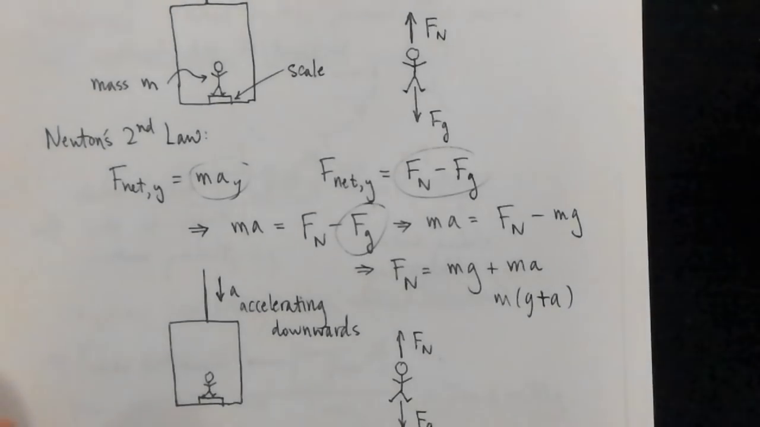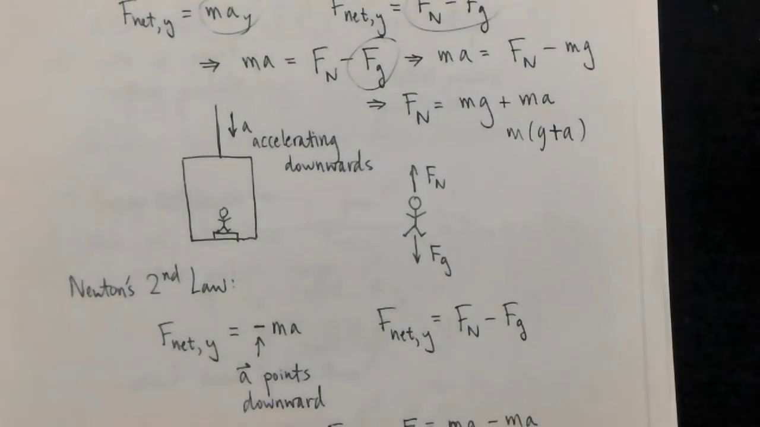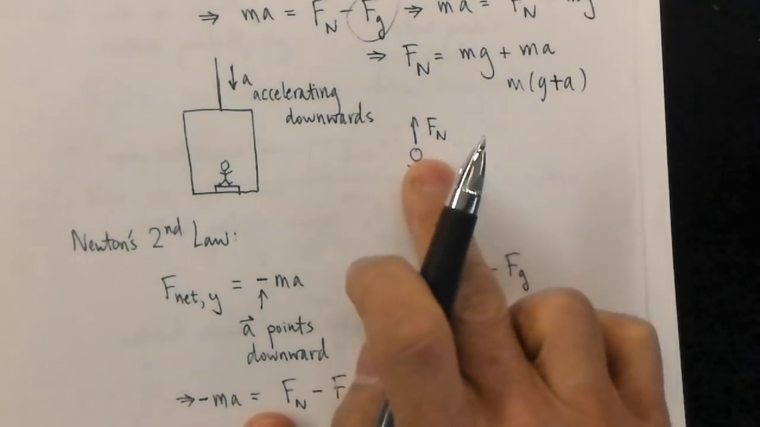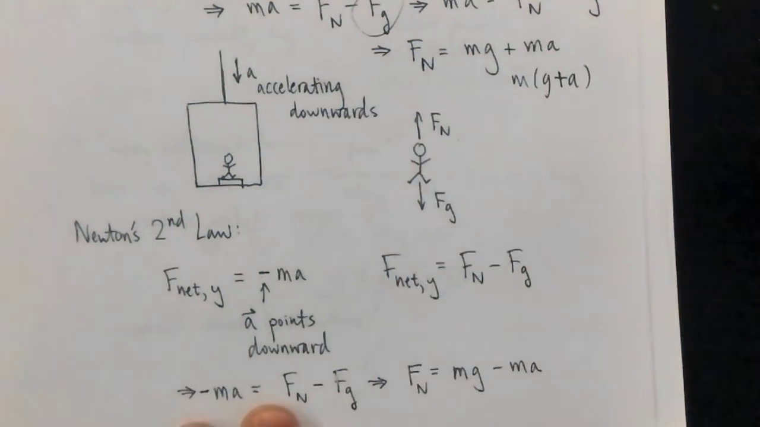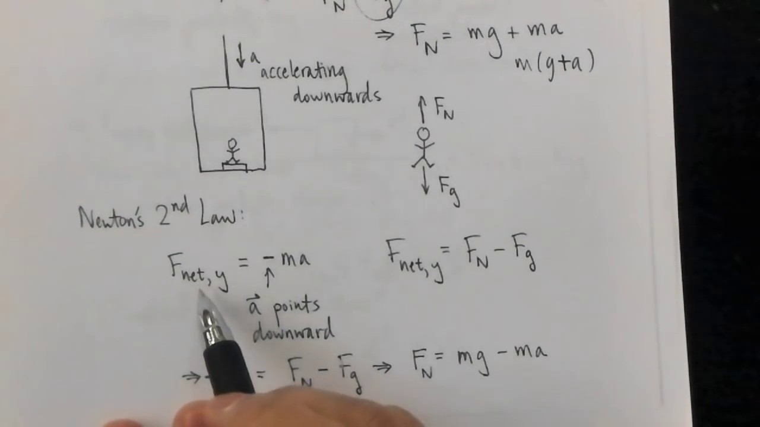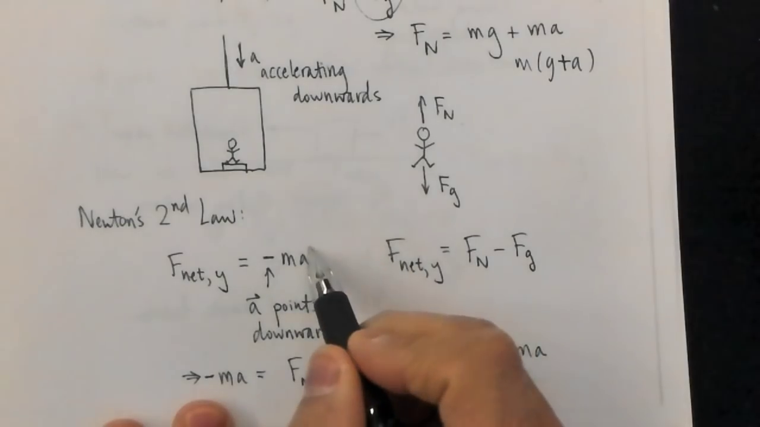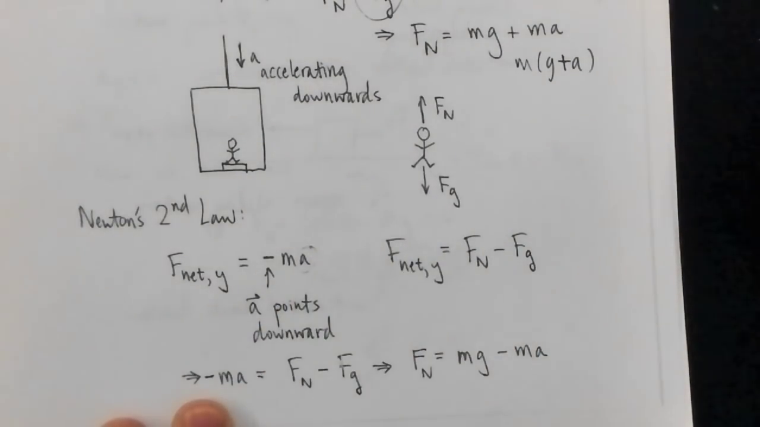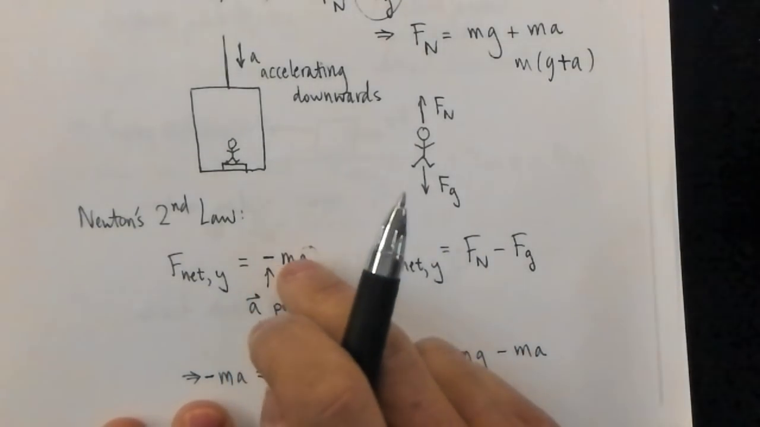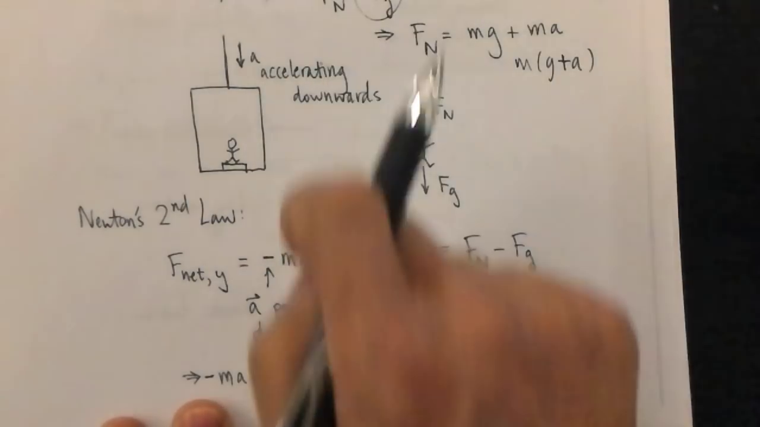Now, if the elevator is accelerating downwards, then you do the same thing. You have the normal force going up, the force of gravity going down, but the difference is that F net y is equal to minus ma. I've defined a as being positive here, so I'm putting the minus sign in to reflect the fact that it's going in the negative direction.